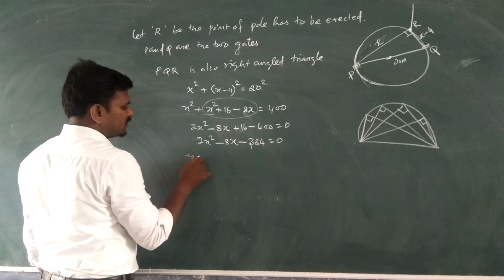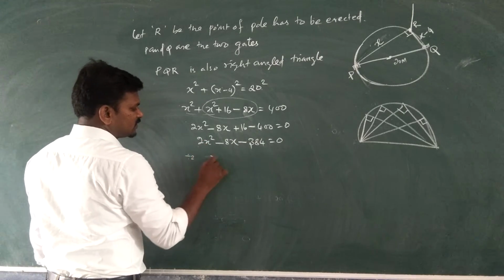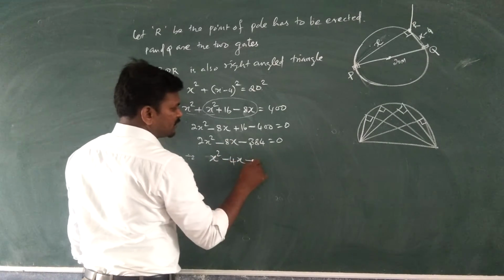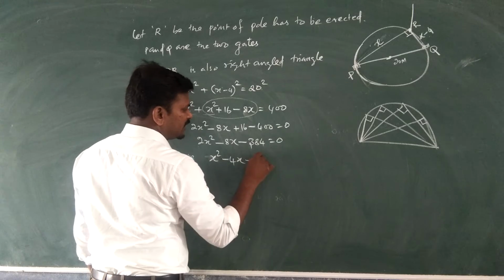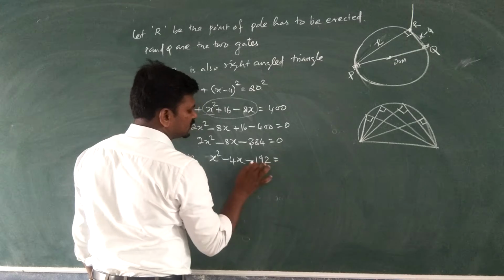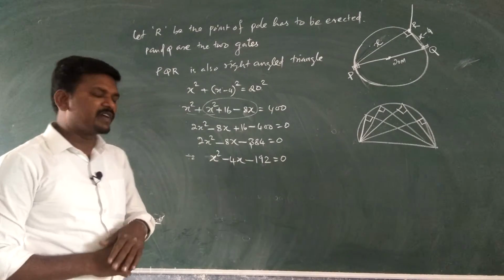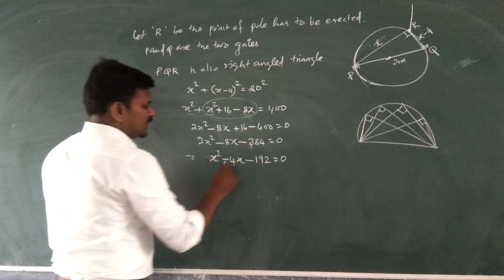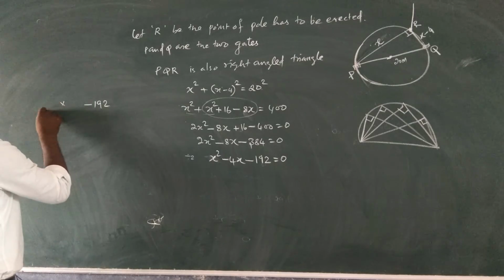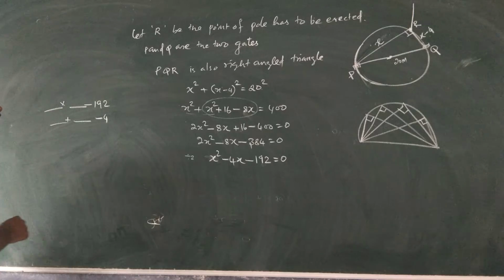Now we can divide all these terms by 2. We divide by 2: x square minus 4x minus 192 is equal to 0. So now we have to factorize to find the value of x. Their product is minus 192 and their sum is minus 4. What are those two numbers?